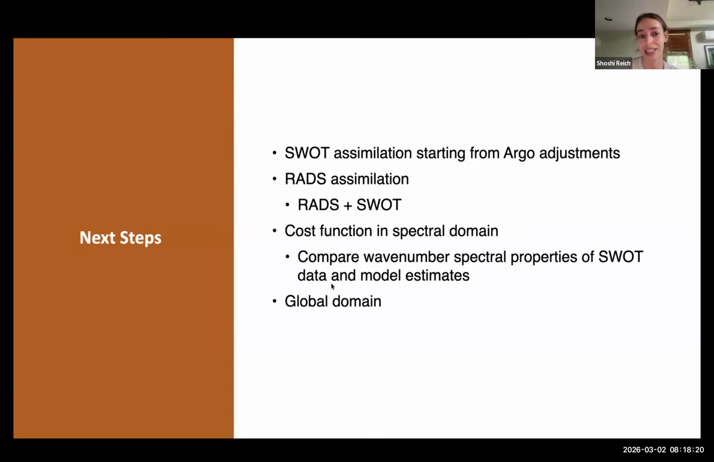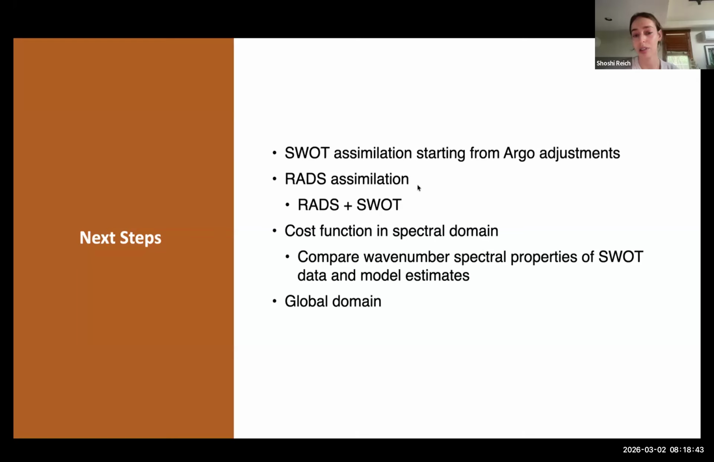Okay, so yeah, next steps, kind of a lot to do here. Like I said earlier, doing the SWOT assimilation, starting from the adjustments that I get from the assimilation with Argo floats to kind of fix maybe whatever's going on in my high resolution model to start. Finish the iteration with the RADS data, add SWOT to that.